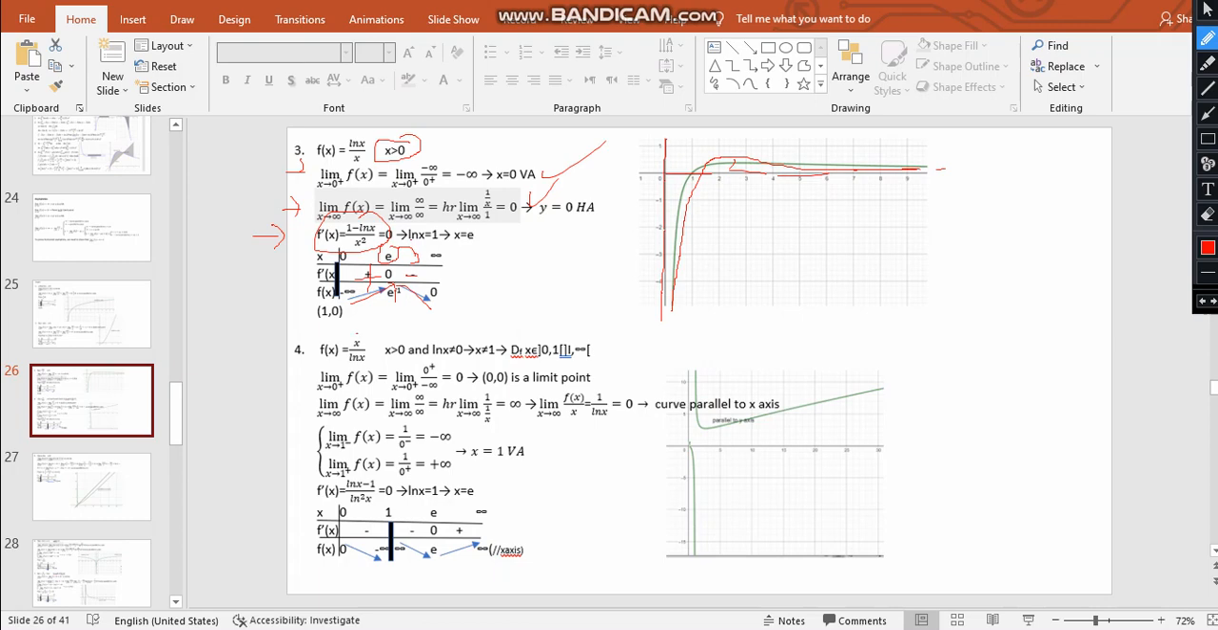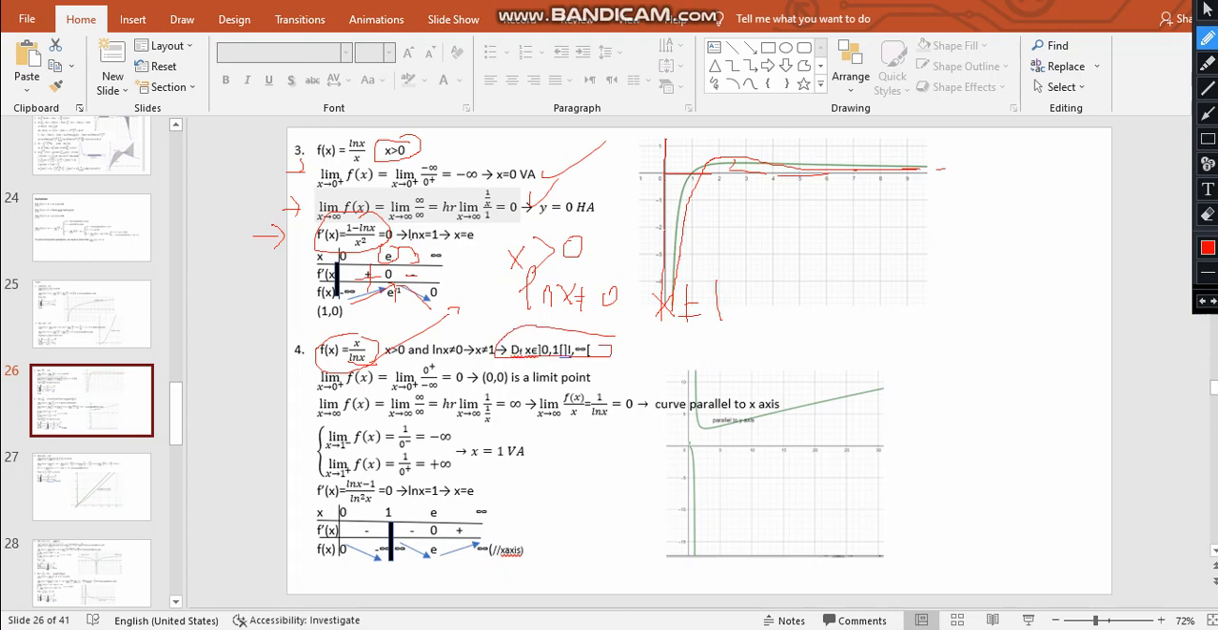Hala, if you want to graph x over ln x, what is the domain? First, I have ln x down, x bigger than 0 inside ln, and ln x cannot be 0. Why? Because denominator cannot be 0. So I say ln x not equal to 0. So x not equal to 1, e power 0. So you have x belong from 0 till 1 up till 1 infinity.